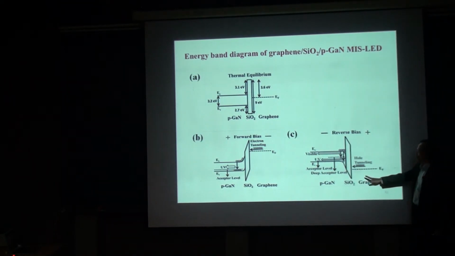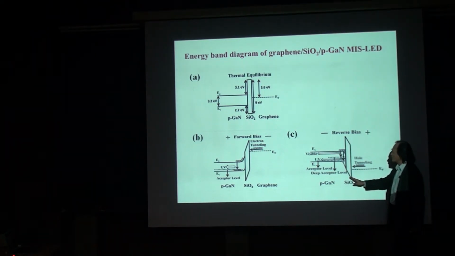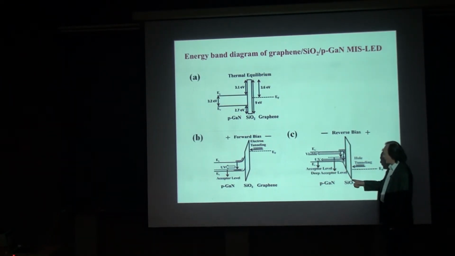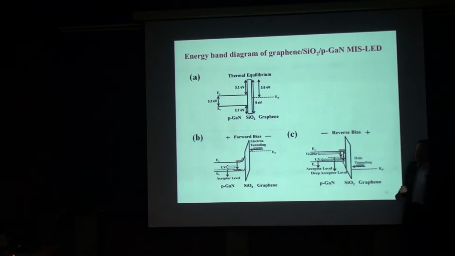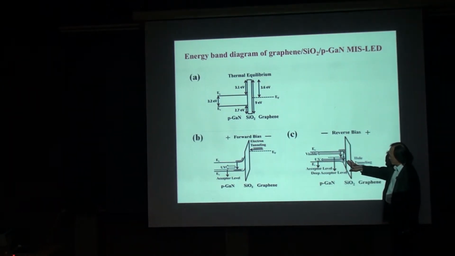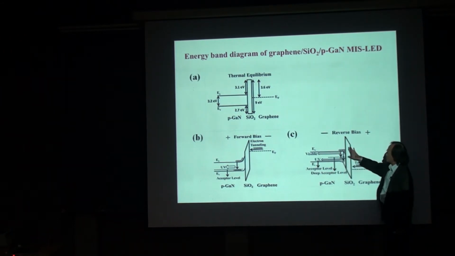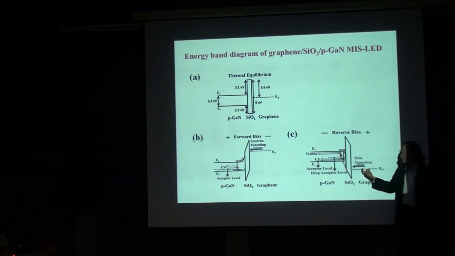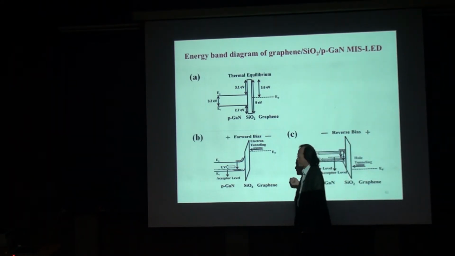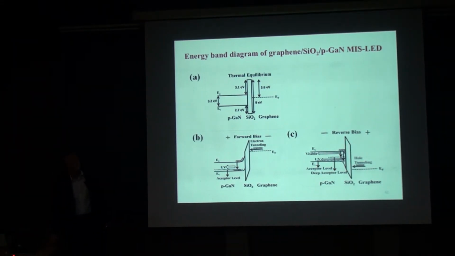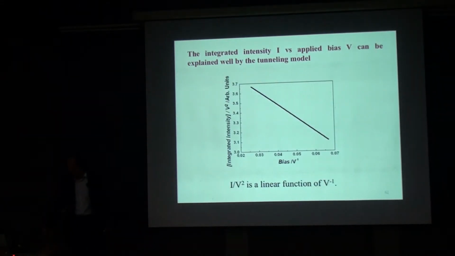This insulating layer serves two functions. One is to prevent leakage current. The other is to help assist the accumulation of the charge carriers near the surface. Therefore, we have a strong recombination through this kind of device. This shows you that it follows the tunneling mechanism.